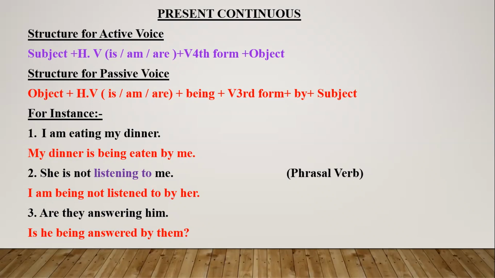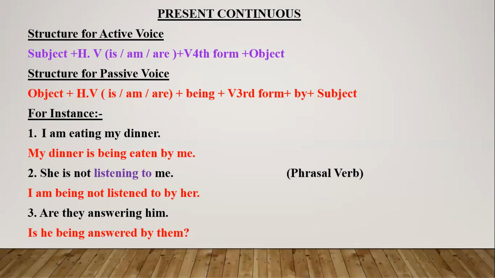I am eating my dinner. So first of all, we need to find out an object. So object is my dinner. So my dinner is being eaten by me. So you can follow the structure. Your object is my dinner and it is singular. That's why I'm using is. After is, we have to use being, and third form of eating, that's called eaten, and by me.